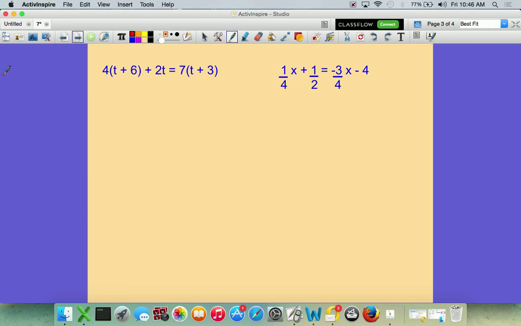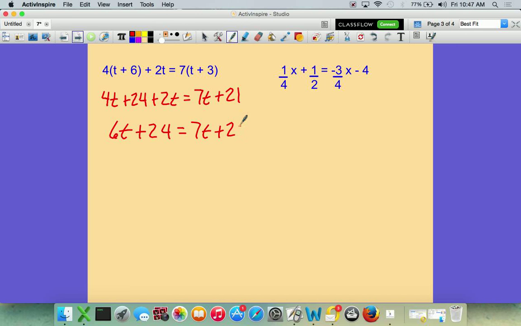For our next one, this is where you have to remember order of operations. Get rid of the parentheses first. That means we've got to distribute this 4 times both of these. So we've got 4t plus 24 plus 2t equals 7t plus 21. And then we just start combining like terms from here. On the left side we've got 6t plus 24 equals 7t plus 21.